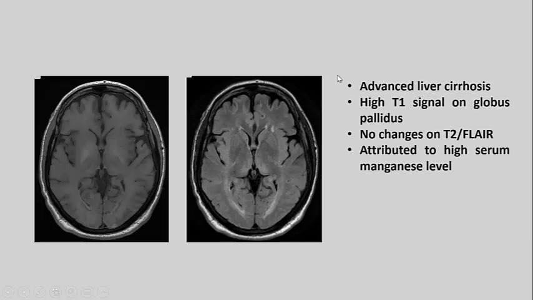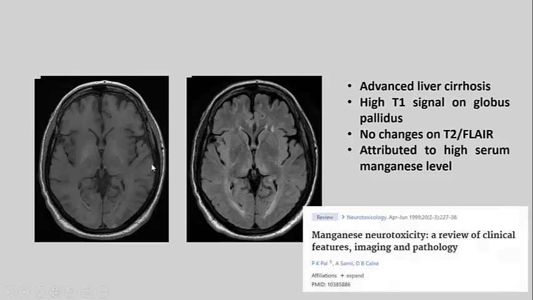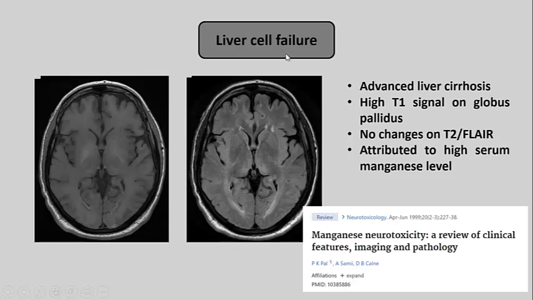And you know that this patient has advanced liver disease. And this high signal is attributed to a high serum manganese level, which bypassed the diseased liver and deposited within the globus pallidus bilaterally. And here is a paper which talks about the manganese neurotoxicity and its deposition within the globus pallidus. And you know that this patient has liver cell failure. Also, patients who underwent TPN or received total parenteral nutrition can show similar changes, also from manganese deposition.